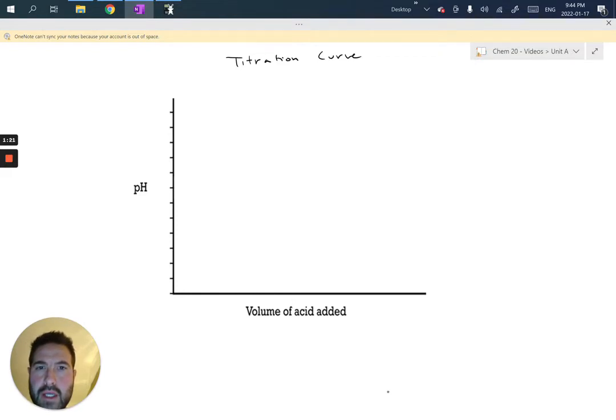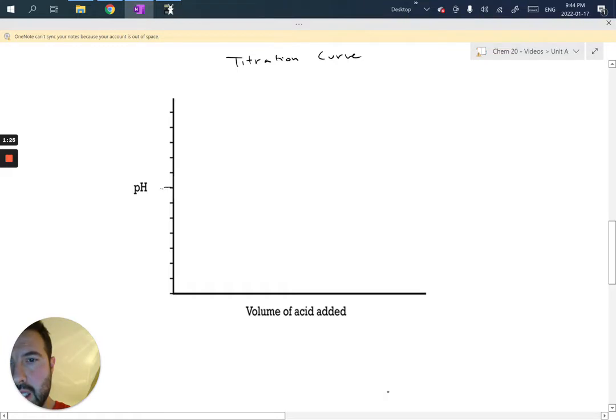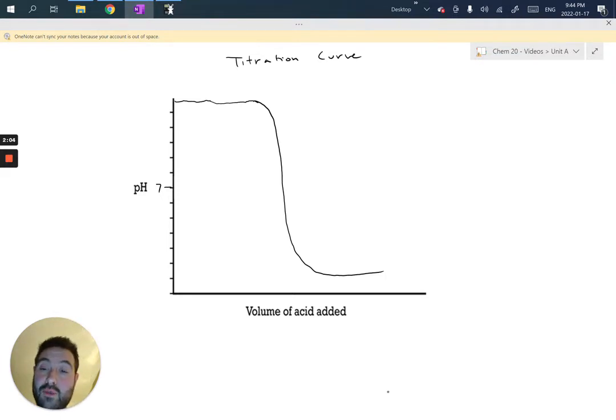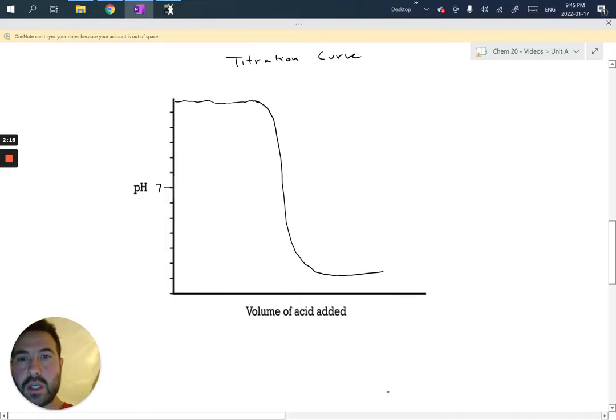My sodium hydroxide by itself is going to start out with a really high pH, so I would start my curve somewhere up here. As I add acid, I'm neutralizing small amounts of that base, but I always have excess base until I reach a point where they're equivalent. If I add even one drop of excess acid, I'm going to go past the endpoint of my titration, where my color change happens, and I'm going to end up with an acidic solution. So up here, I would have excess base.